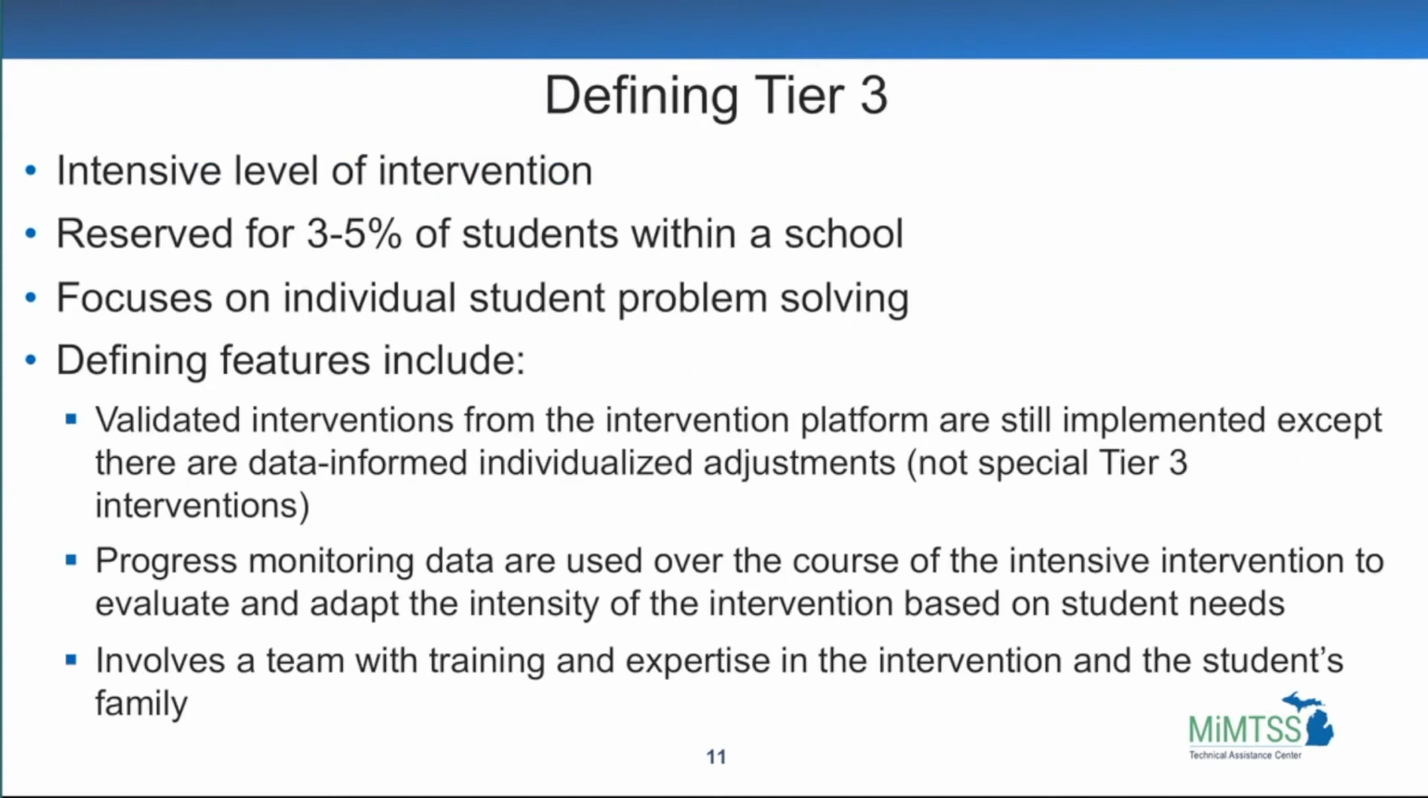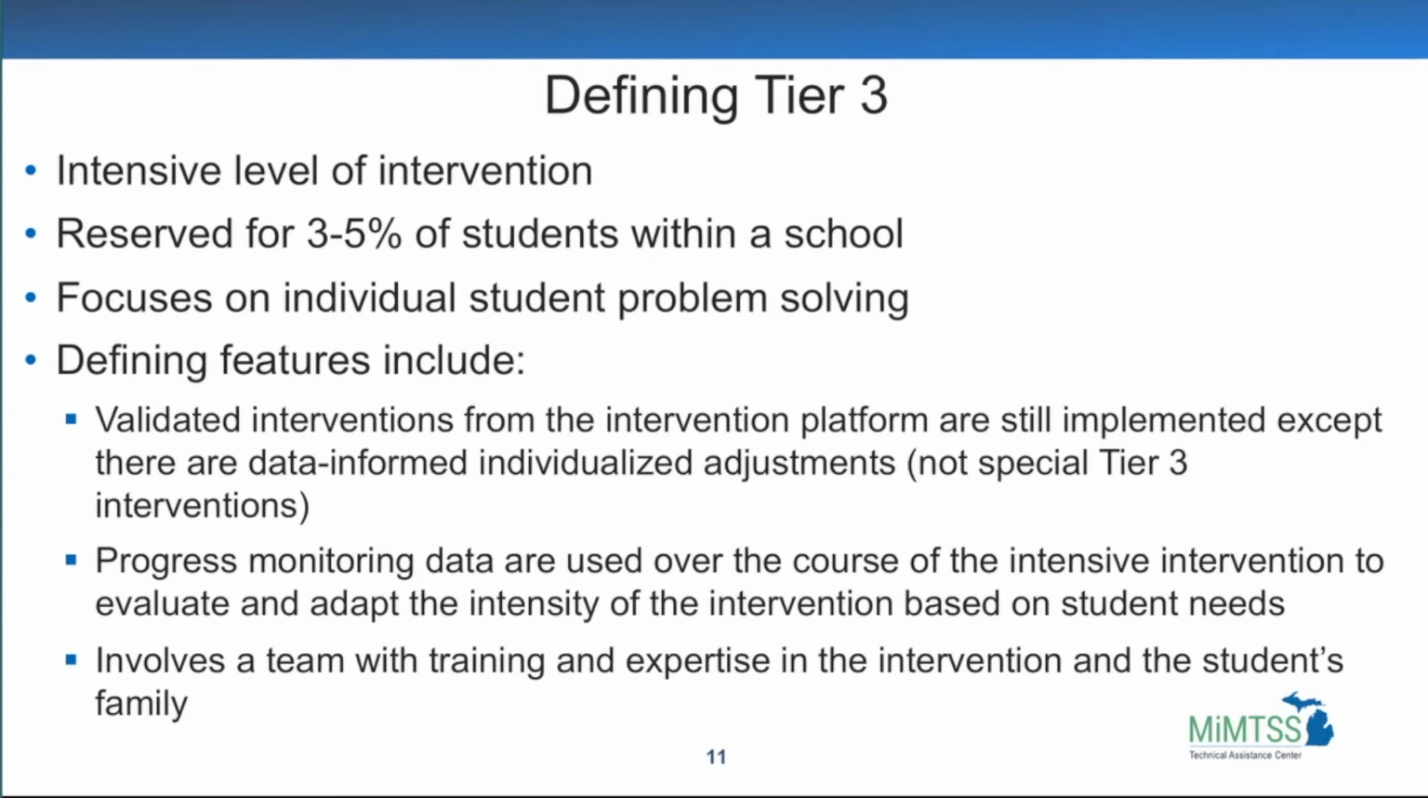Now let's define Tier 3. Tier 3 is individualized, intensive intervention that should be provided for about 3 to 5% of the students in a school. In Tier 3, the validated interventions from Tier 2 are still implemented, except now there are data-informed, individualized adjustments to those interventions. There are no special Tier 3 interventions per se.